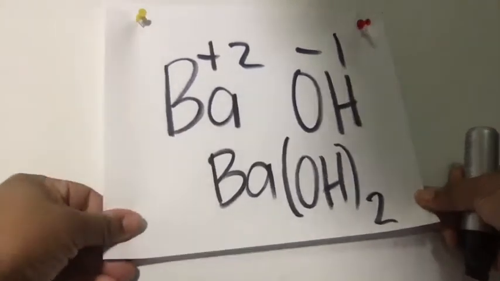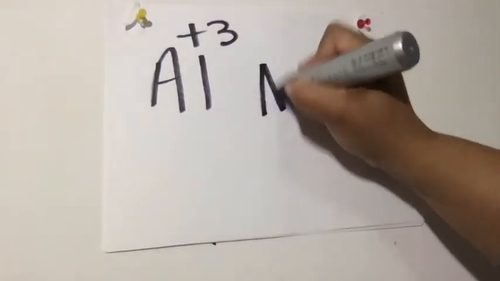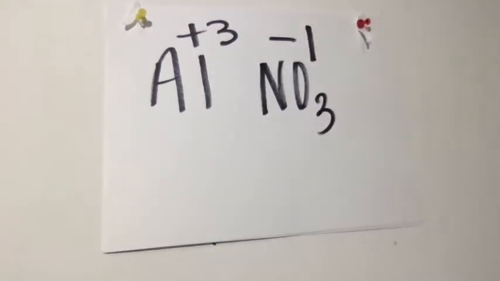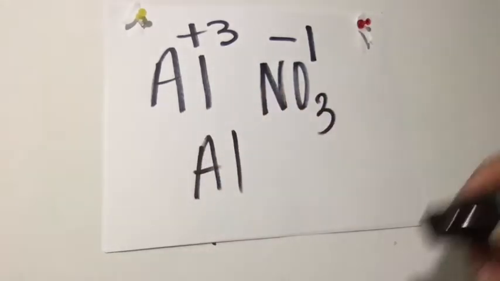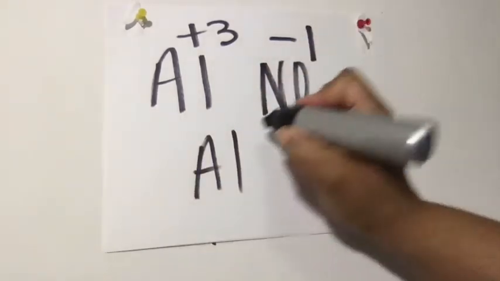Now, another one. What if we had aluminum and then we had a nitrate? Now, that NO3 might confuse people, but just pretend like NO3 will never change. It's just a minus 1 charge, a group with a minus 1 charge. So you just flip the 1 and the 3. You just swap the 1 and the 3.